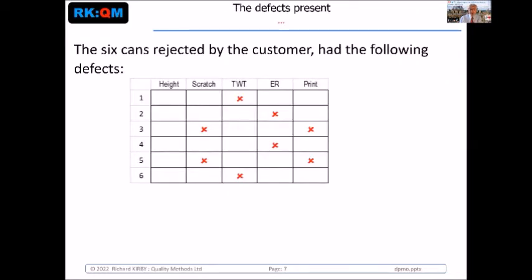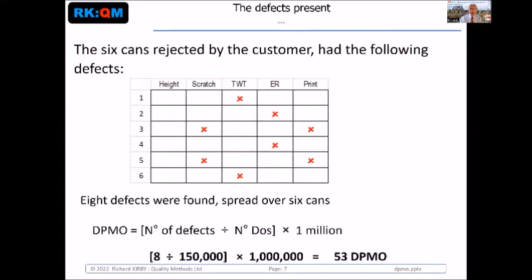The 6 cans rejected by the customer had the following defects: can 1 for top wall thickness, out of spec; can 2, enamel rating high; can 3 had 2 defects, a scratch and a print defect, and so on. So there were 8 defects spread across 6 cans. DPMO is number of defects divided by number of opportunities times a million. 8 divided by 150,000 times a million, 53 DPMO. Very different to the PPM result of 200.